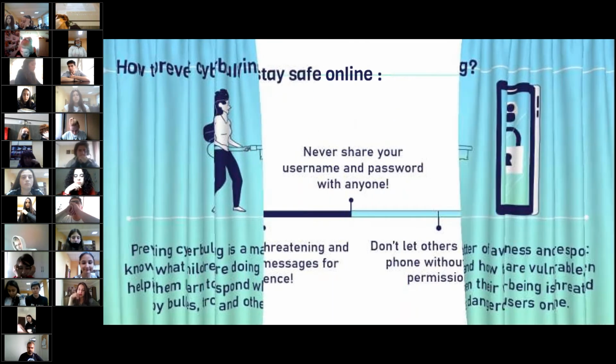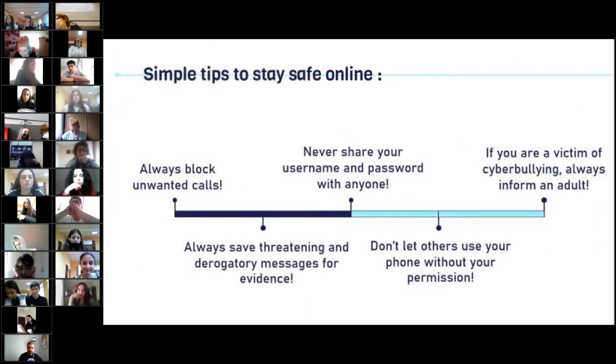Tips to stay safe online. Always be careful what you post. Never share your username and password with anyone. If you are a victim of cyberbullying, always inform an adult. Don't let others use your phone without your permission. Always save threatening and derogatory messages as evidence.